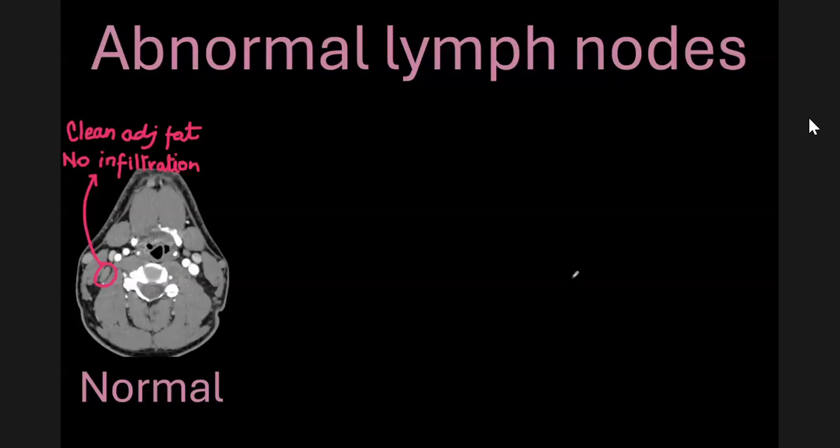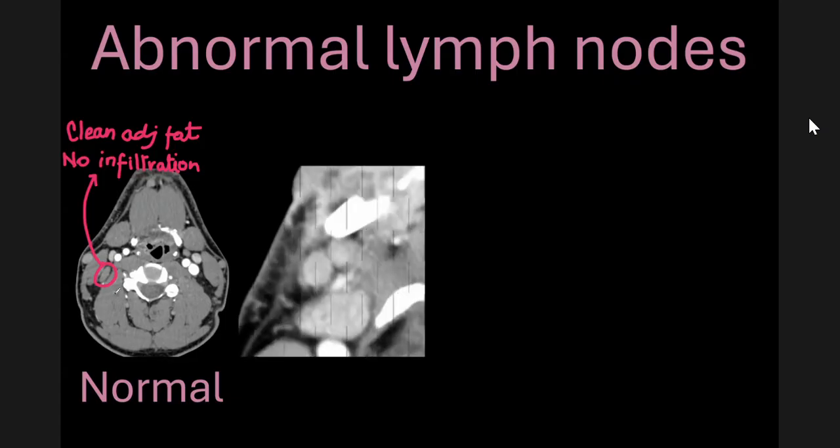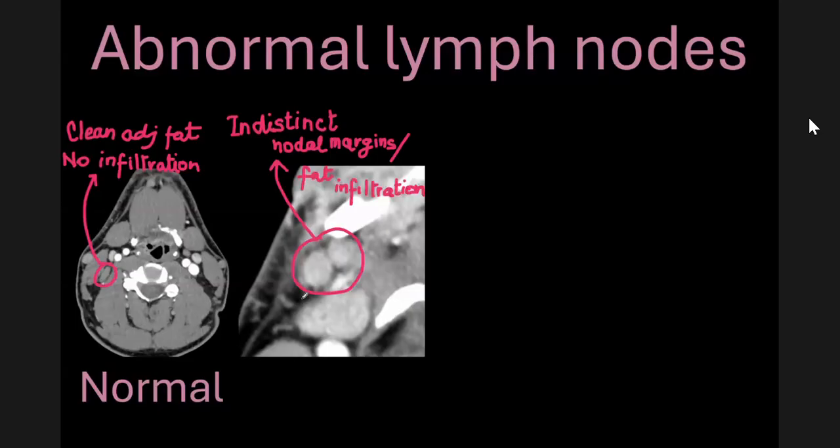Then what about the tissue adjacent to the lymph nodes? So in a normal lymph node, the adjacent soft tissue is clean. There is no infiltration of the adjacent fat. But an abnormal lymph node is going to infiltrate the adjacent fat. So if there is adjacent fatty infiltration, if there is haziness of the margins of the lymph node, then you know that you're dealing with an abnormal lymph node. So indistinct nodal margin or fatty infiltration is a feature of an abnormal lymph node.